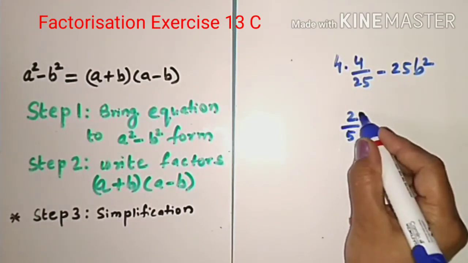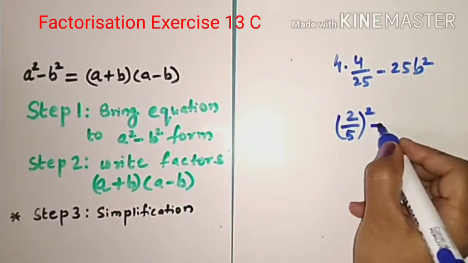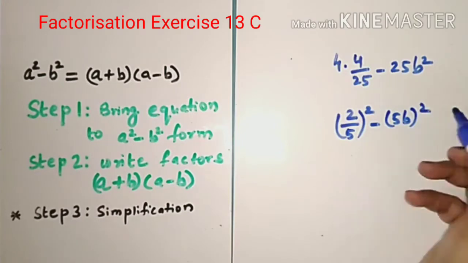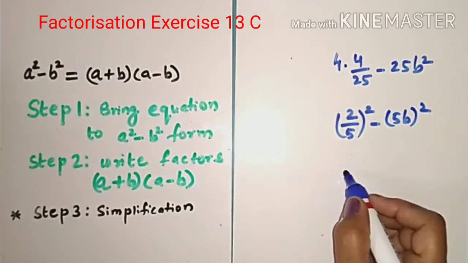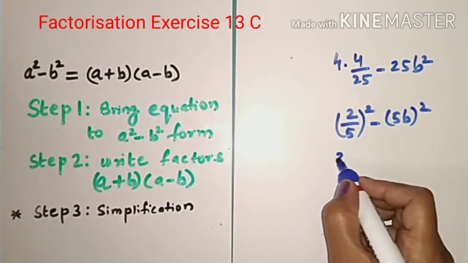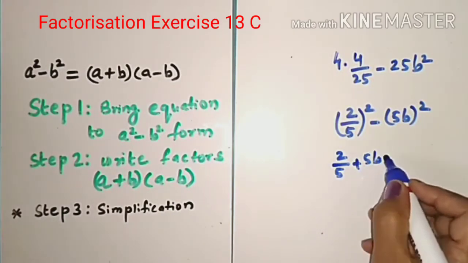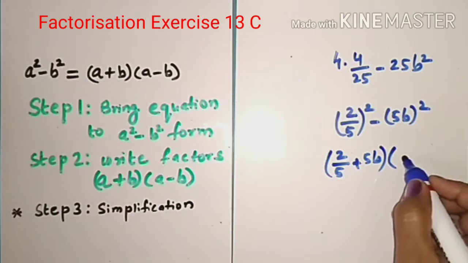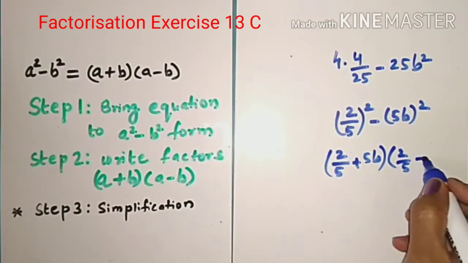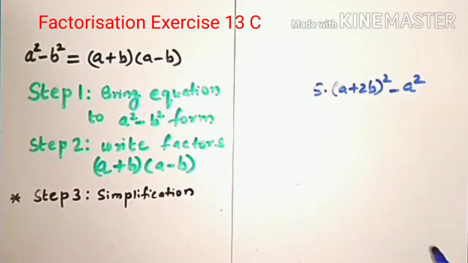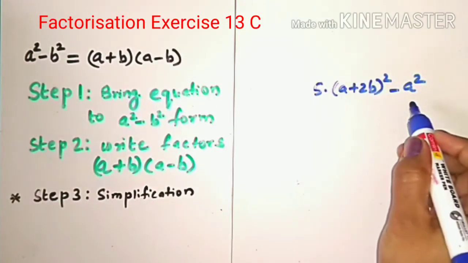Fourth sum, we'll write it as (2 upon 5) whole raised to square minus (5b) whole raised to square. First step is done. Now second step, 2 upon 5 plus 5b in one bracket, 2 upon 5 minus 5b in second bracket.